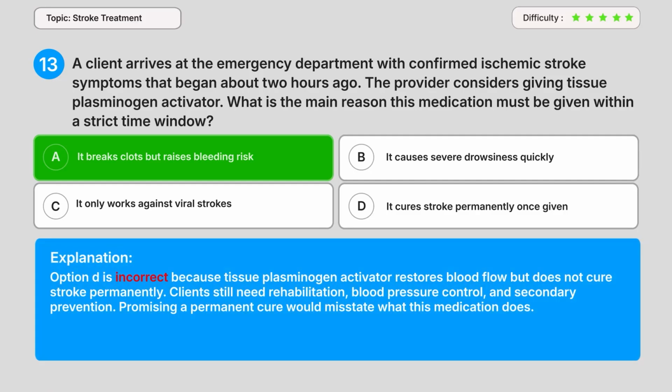Option D is incorrect because tissue plasminogen activator restores blood flow but does not cure stroke permanently. Clients still need rehabilitation, blood pressure control, and secondary prevention. Promising a permanent cure would misstate what this medication does.